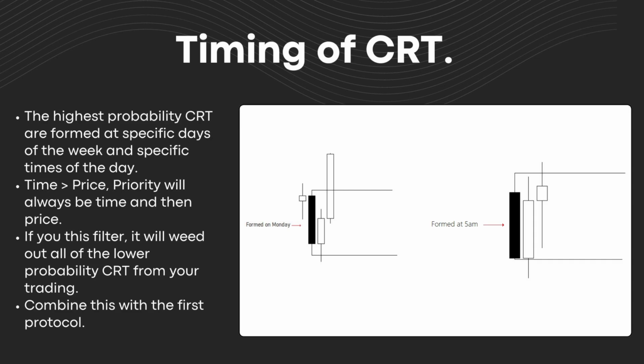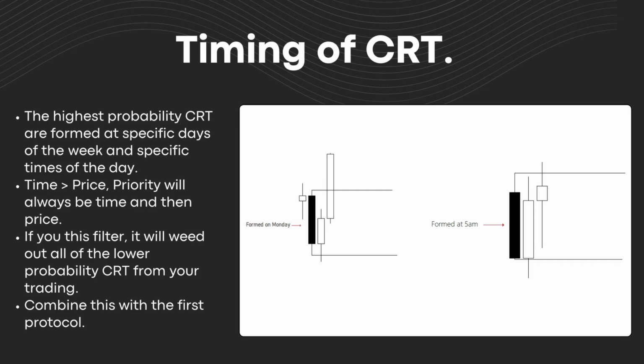And using this filter, it will help you weed out all of the lower probability CRTs from your analysis and trading, and you will only end up trading the ones that are high quality and high probability in nature inherently. And you're going to make sure that the CRT is aligned with the high time frame order flow and is formed at the correct market profile, which means you're going to combine all the other protocols and then you will look for such CRTs at key times to form and to be purged at key times.